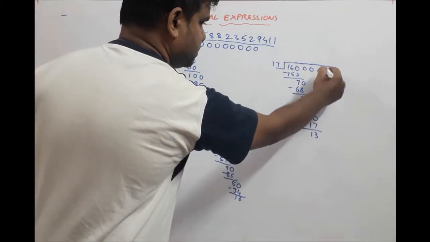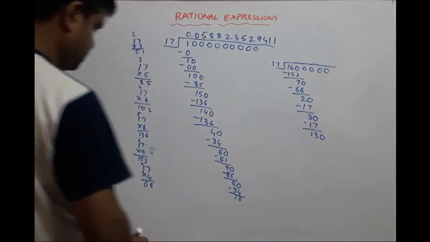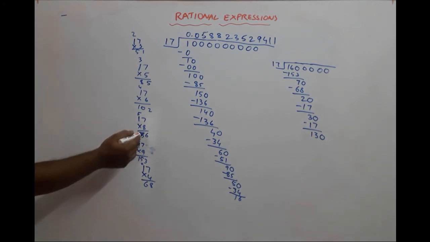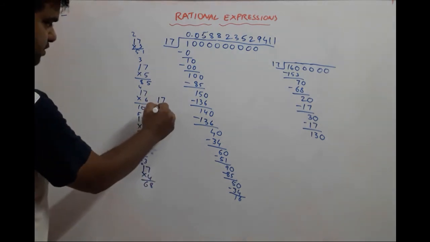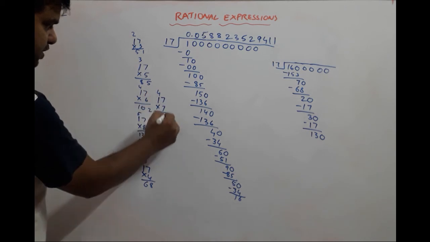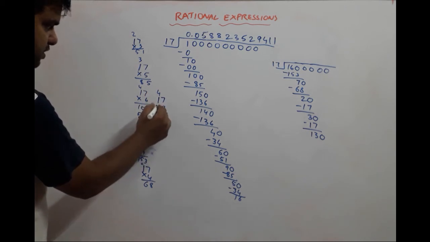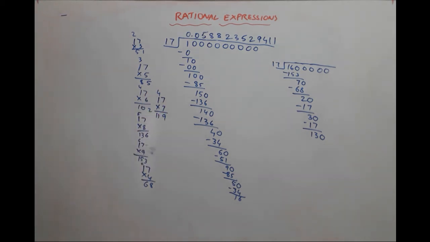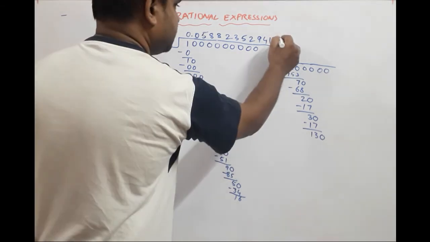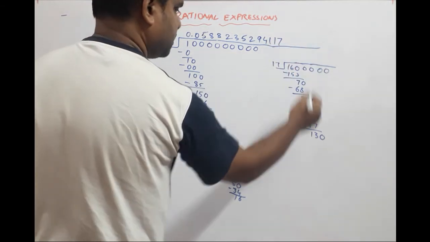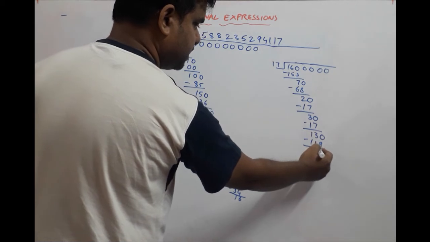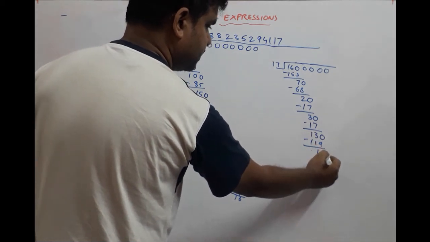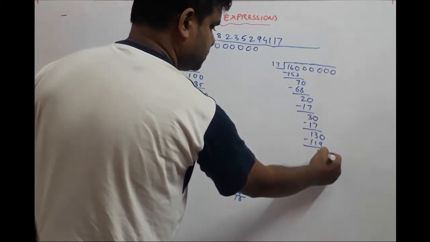Okay, we put a 0 here, bring this 0 down. 130, 17 into 8 we know is 136, so that means it will be 17 into 7, 7 sevens are 49, 7 1s are 7, carry 11, so 119. So 17 into 7 will give us 119. 130 minus 119 gives us 11. Put a 0 here, bring the 0 down.